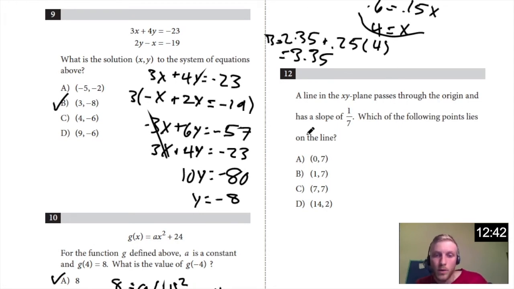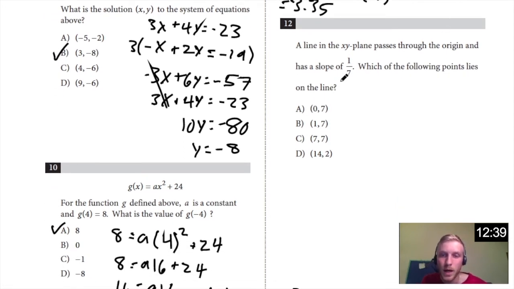Okay. Number 12. A line in the xy plane passes through the origin and has a slope of 1/7. Which of the following points lies on the line? So remember, this is rise over run. In other words, 1 is going to be the y value, 7 is going to be the x value. So our value for x needs to be 7 times as large as our value for y. That excludes A, goes to the origin 0, 0, not 0, 7. This is the inverse. This is x is 1/7 the size. We need x to be 7 times as large. It's not going to be that. Not going to be this either. And in D, our x value 14 is 7 times as large as our y value 2. So that is going to be our answer.